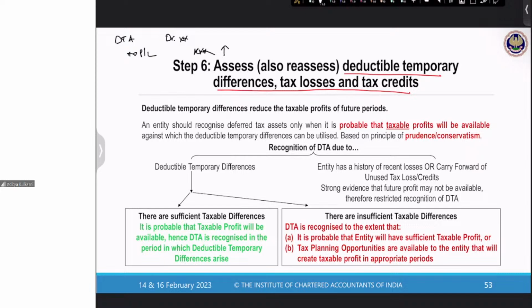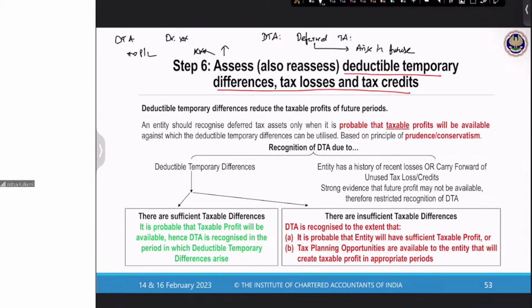But there is a problem with deferred tax assets. What is the problem? See, DTA. In the name only you see deferred tax assets. Deferred tax assets means assets which arise in future. And याद करो the definition of the concept of conservatism. What did you study in conservatism?